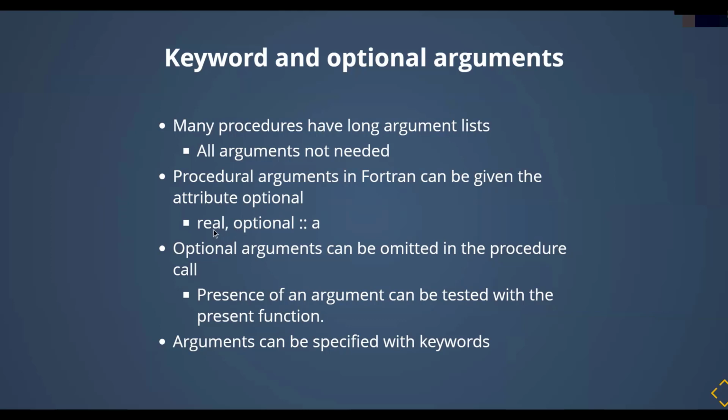In your subroutine declaration, you can specify a variable to be optional. That means the user calling this subroutine doesn't have to specify this argument. And you can check in your subroutine if an argument has been omitted. There is a special present function that you can use to test for the presence of an optional argument. And as I said, arguments can be specified with keywords.